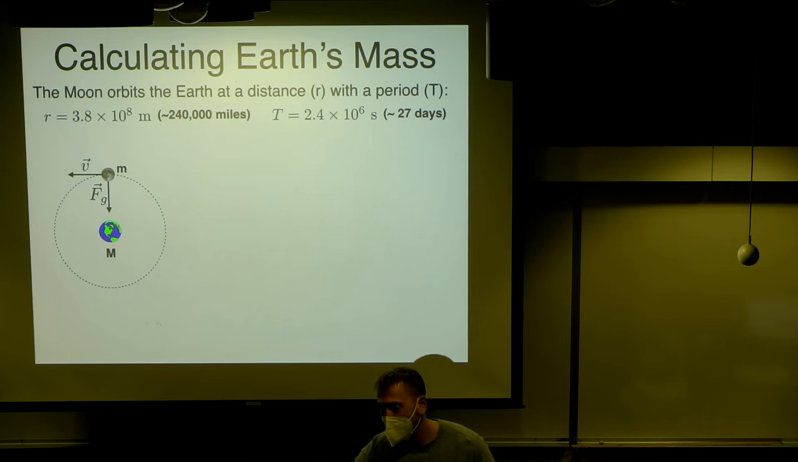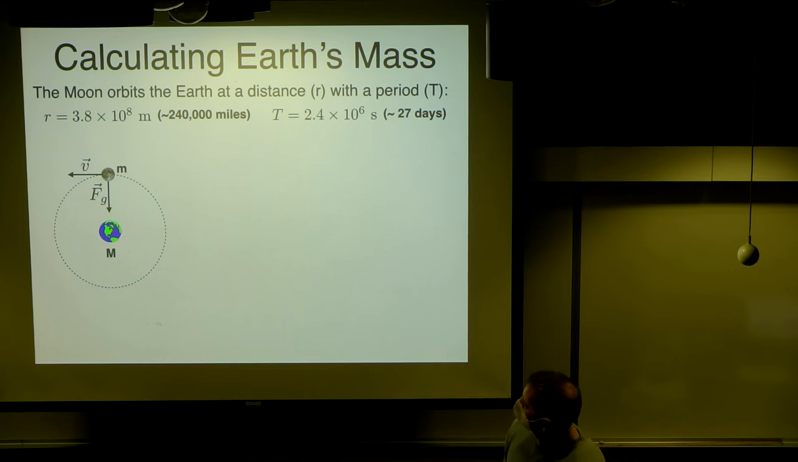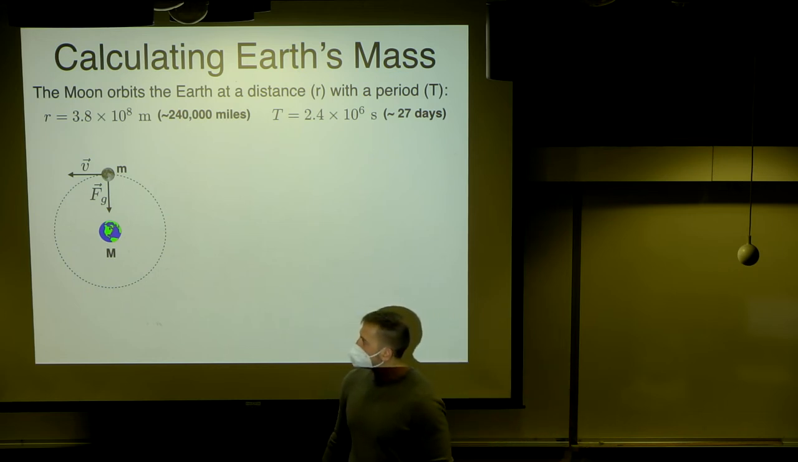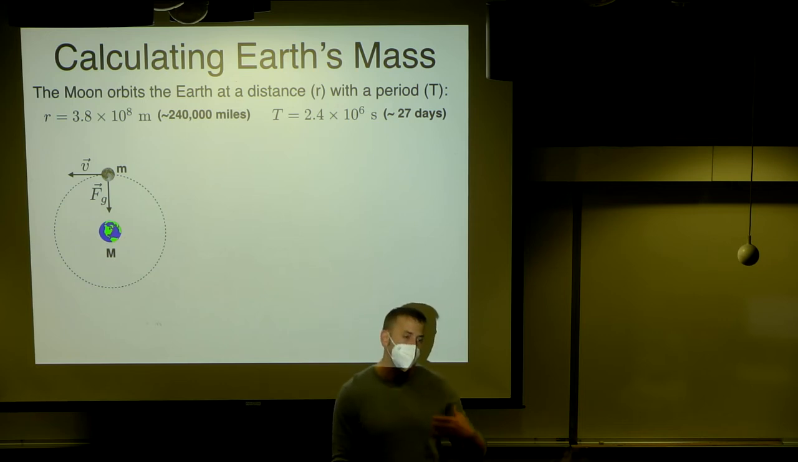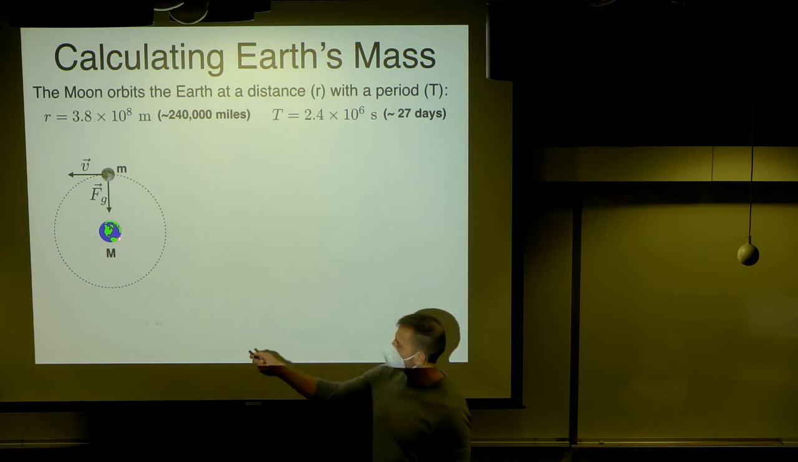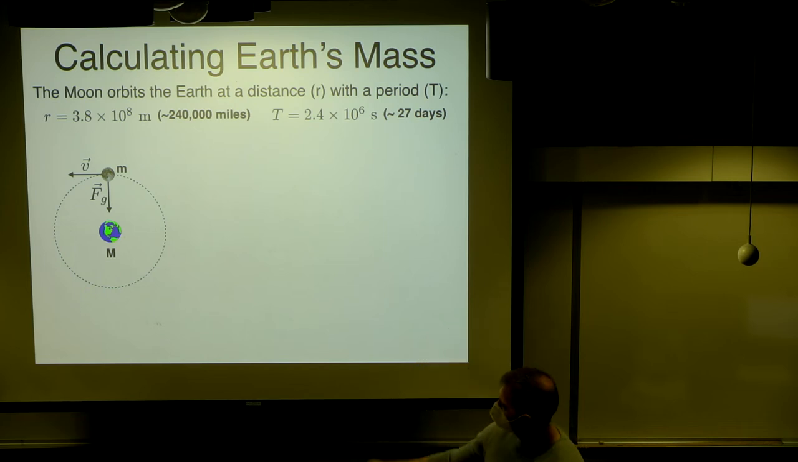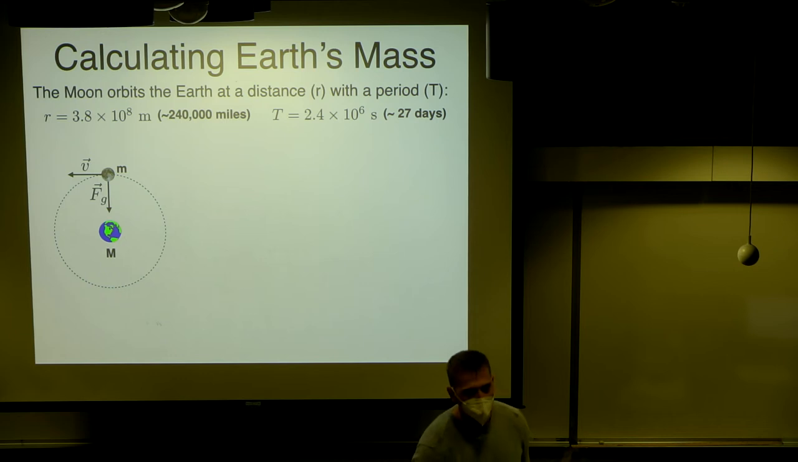Okay? So for this calculation, we're going to use the moon. Okay, we're going to use information about the moon's orbit. Remember how I was saying when we deal with two-body orbits, we consider one mass to be the dominant one? Well, that's going to be the Earth. The Earth is considerably more massive than the moon. So that's going to be our big M. And our little m is going to be the moon. So we're just going to treat it as if the Earth stays stationary and the moon is just going around the Earth like this. Okay?